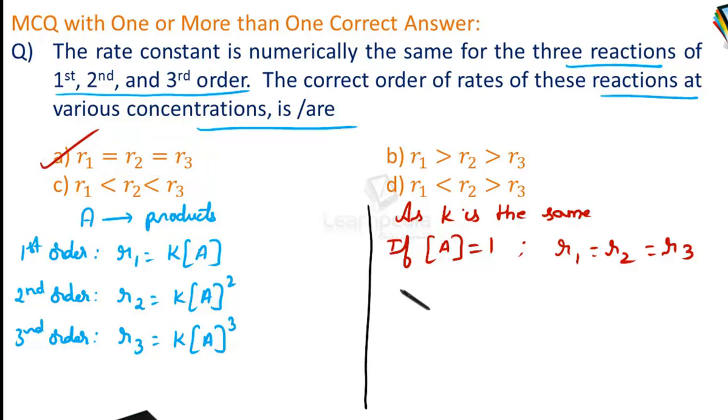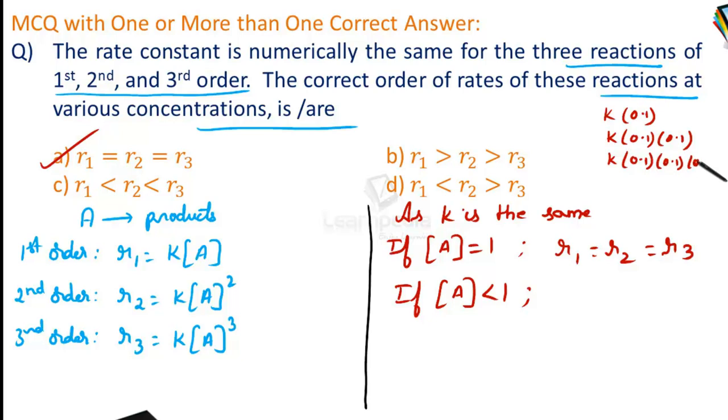Let's see the other case, where the concentration of A is less than 1. Let me take this value as equal to 0.1. So in this case it becomes K into 0.1, and in this case it becomes K into 0.1 into 0.1, and here it is K into 0.1 cube, isn't it? So in which case is the rate more? Definitely here, isn't it? So R1 is greater than R2 and this is greater than R3.